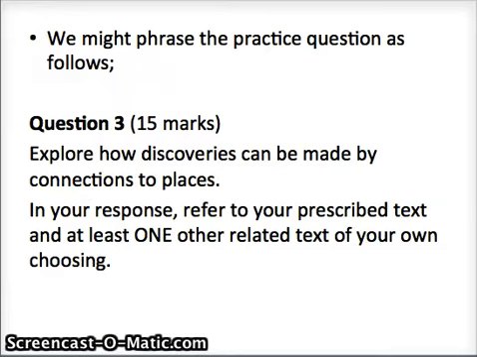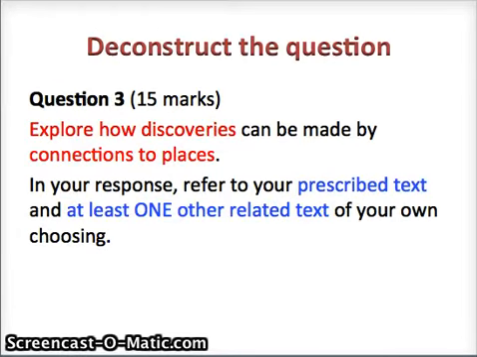We might rephrase the practice question as follows. Explore how discoveries can be made by connections to places. In your response, refer to your prescribed text and at least one other related text of your own choosing. Let's deconstruct the question. The main parts are we need to explore the ways in which discoveries make connections to places. We also need to refer to our prescribed text and at least one other related text.